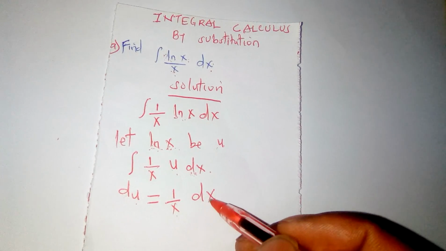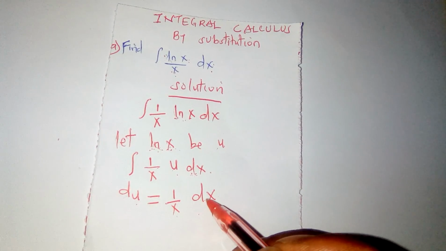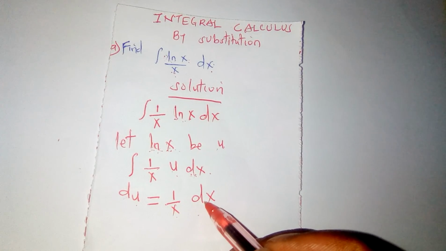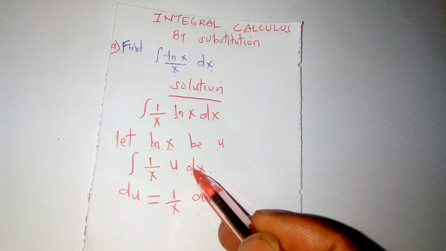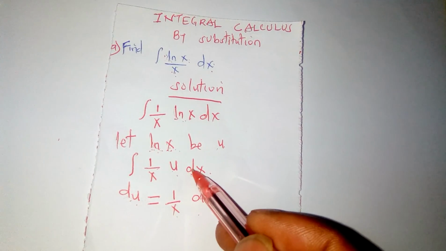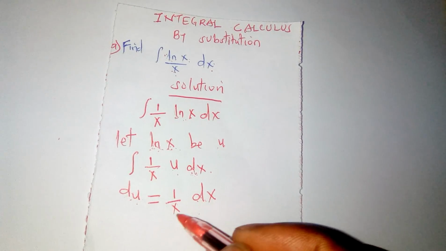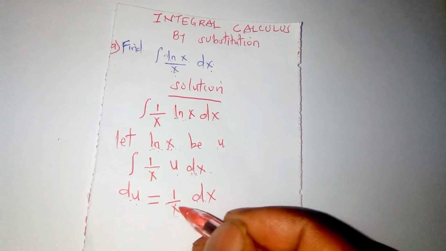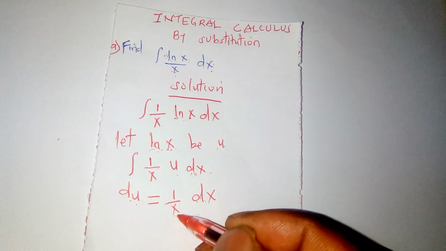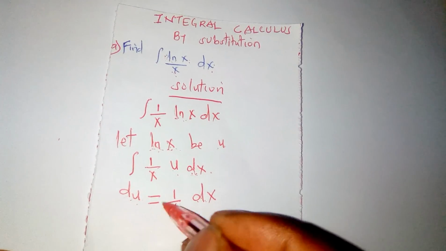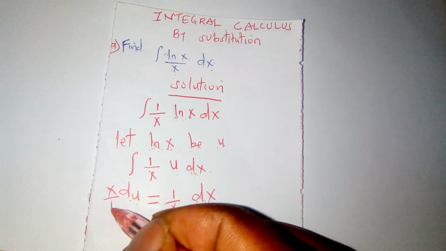Now from here, remember, it is substitution. Therefore, I need to make dx stand on its own side, so that I am able to substitute the value du in place of dx. And how can I ensure that dx remains alone on this side? By multiplying by the reciprocal. The reciprocal of 1 over x is x over 1. So I'll just multiply by x over 1.